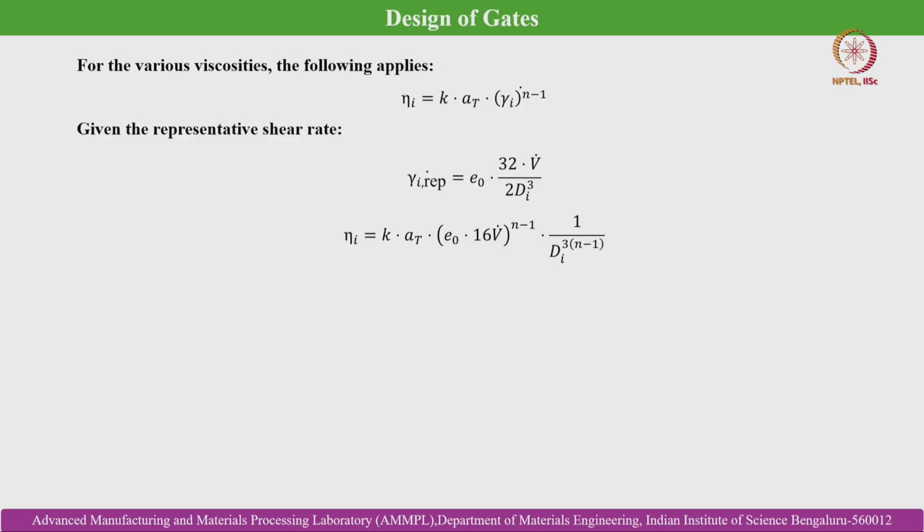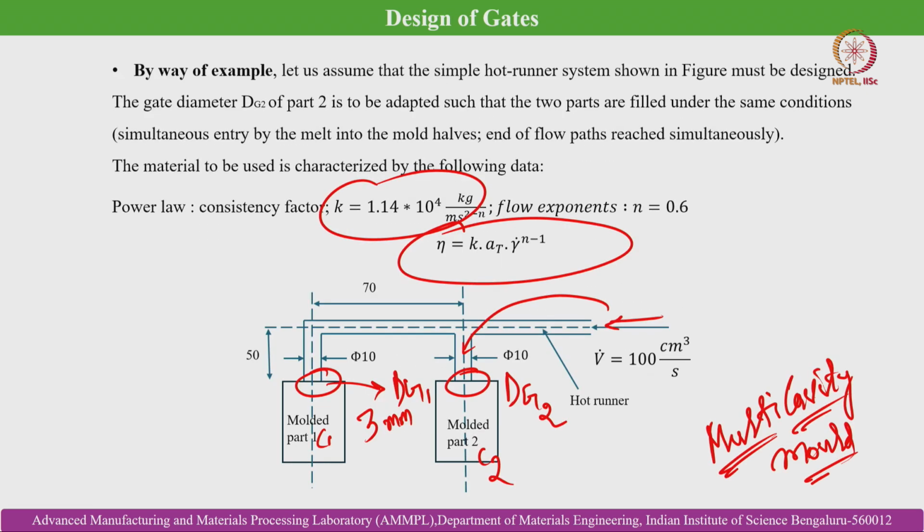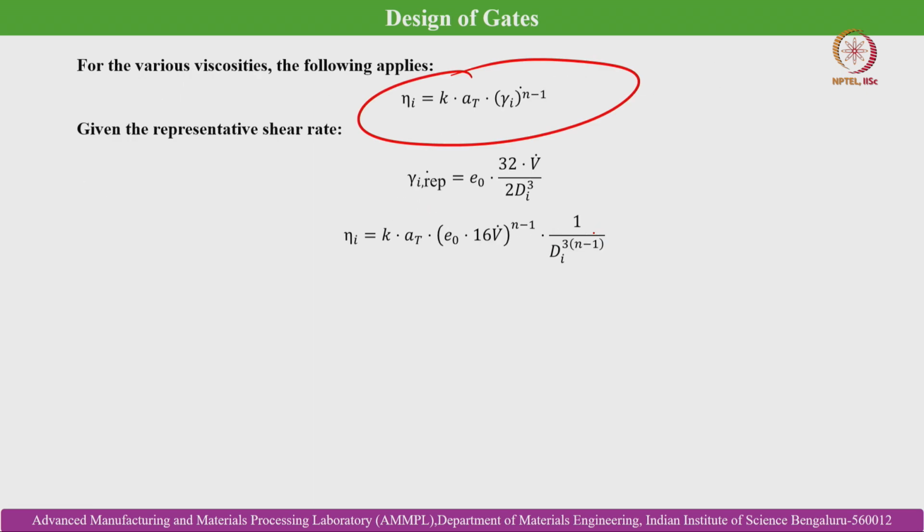After this, because for the various viscosities the following expression applies: eta is equal to k AT into gamma to the power n minus 1. Please recall, this is the expression for viscosity that we have defined at the very beginning. So this is what we are now applying to calculate. Given the representative shear rate gamma i dot is equal to E0 into 32 V by 2 di cube. Again this is from the expression that we have shown in the table.